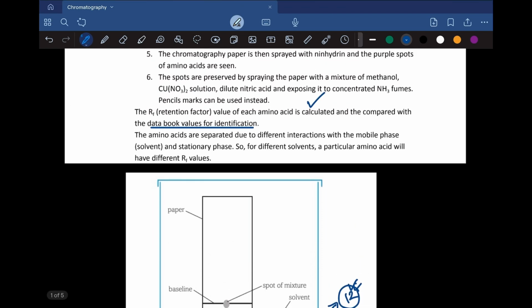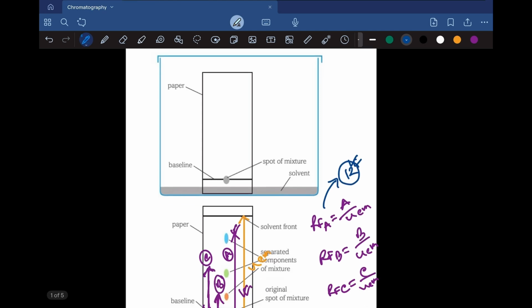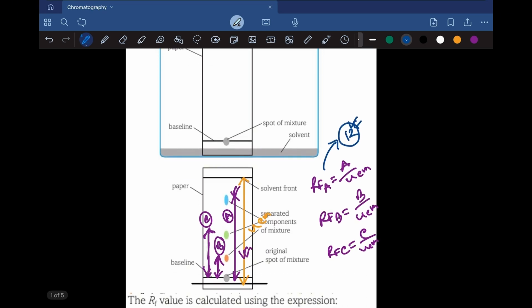Okay, the amino acids are separated due to different interaction with the mobile phase, the solvent, and the stationary phase. So for different solvents, a particular amino acid will have different retention factor values. Let's say here the solvent that was used was water. So for water, this A particle has moved up to this point, but if ethanol was used rather than water, then it would have moved up to this.